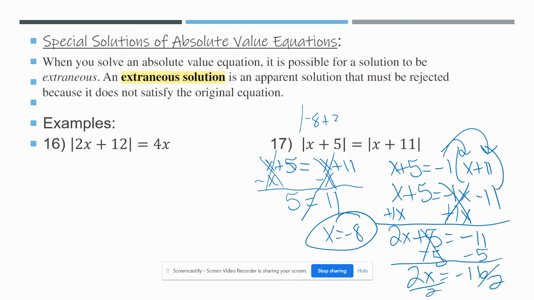So if I plug in that negative 8, negative 8 plus 5, and that's a negative 3. Sorry, let me go back. I apologize. I did that exactly backwards. So 5, and that's a negative 3. Negative 8 plus 11 is a positive 3. The absolute value of negative 3 is 3, the absolute value of positive 3 is 3, and 3 equals 3 is good.